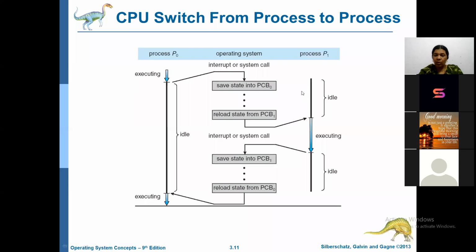So during this amount of time, process P1 may be idle, and whenever the data of P1 is loaded on PCB1, the execution of P1 will be started. So at this moment, execution of P1 will be started. P1 will be under execution, and once P1 is over, again the state on PCB1 will be saved.